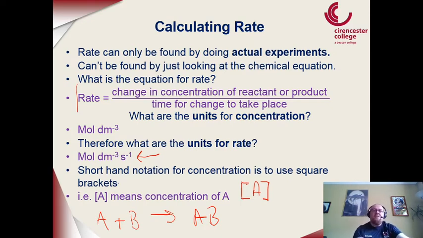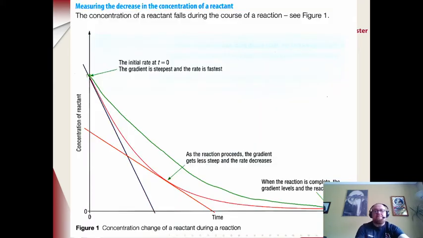Get used to that, because it's not just going to be in rates, it's also in equilibria, and it's going to be in pH and lots of things going forward. So understand that those square brackets mean that we're talking about the concentration of something. If I wanted to look at the concentration of B, it would be like this, concentration of B. And if I wanted the concentration of the molecule that's come together, it would be the concentration of AB. So that's how we express that mathematically.